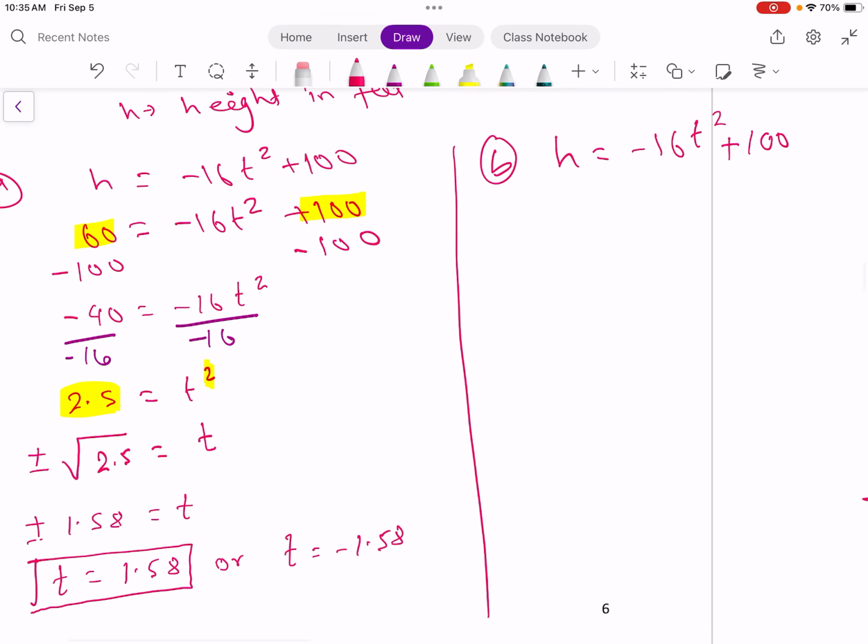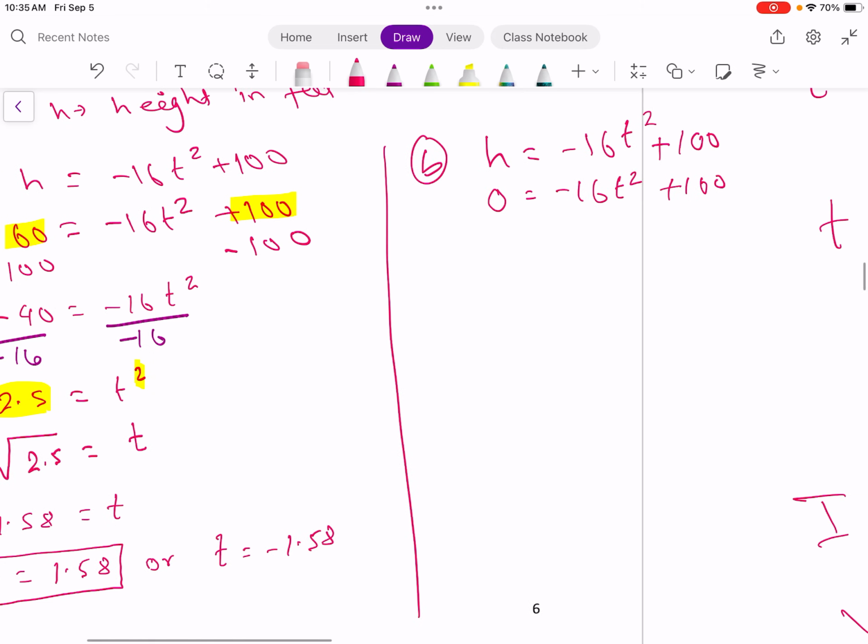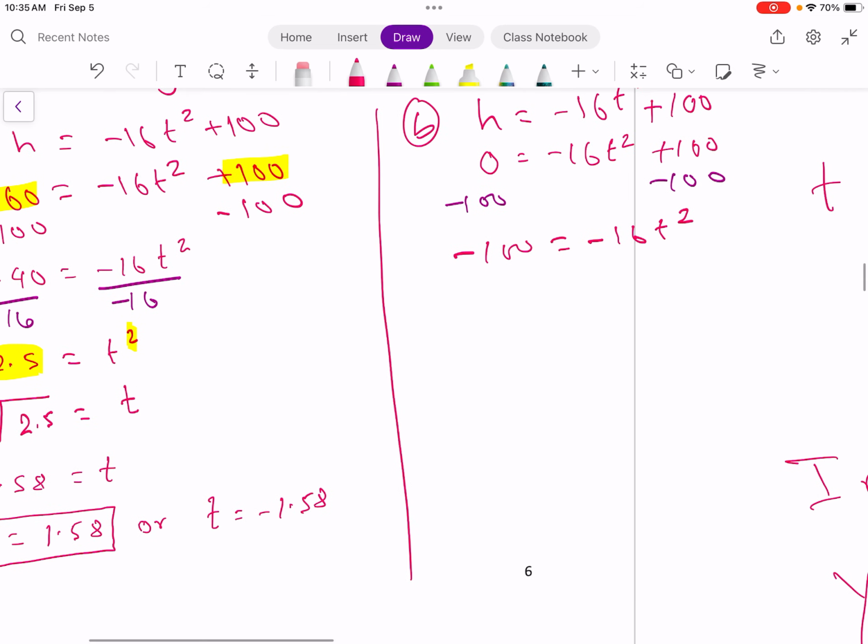We are asked to find when. It means we want to know what is t. When the ball will reach the ground. So the ball on the ground means our height is 0. Negative 16 t square plus 100. Using a similar method, you subtract 100 on both sides. We have negative 100 equals negative 16 t square.